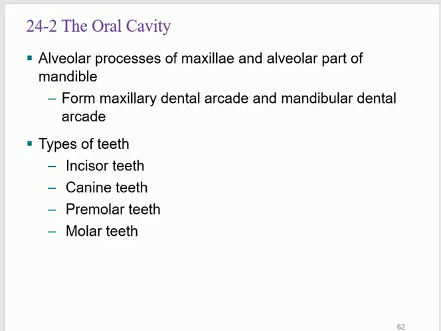The types of teeth, there are upper teeth attached to the maxilla, we call it maxillary, and teeth attached to the mandible, the lower ones, mandibular. Okay, and it is the same names, just repeat the whole thing.